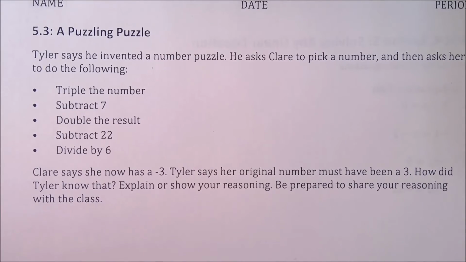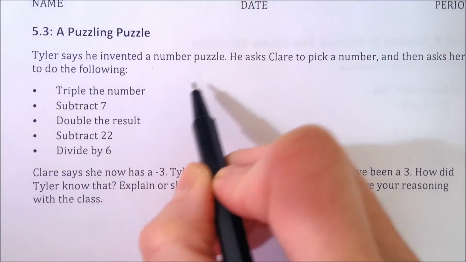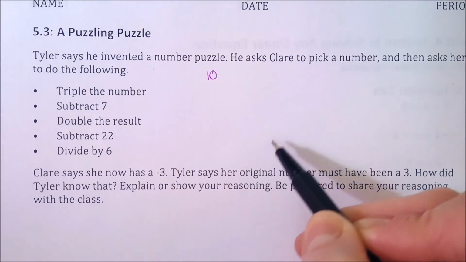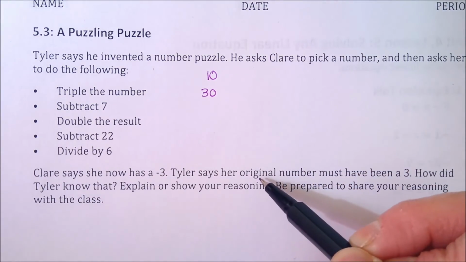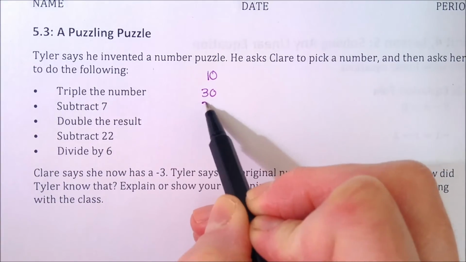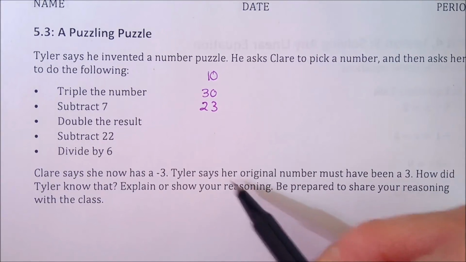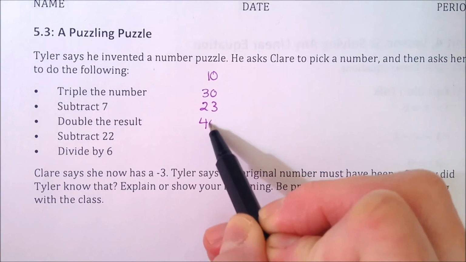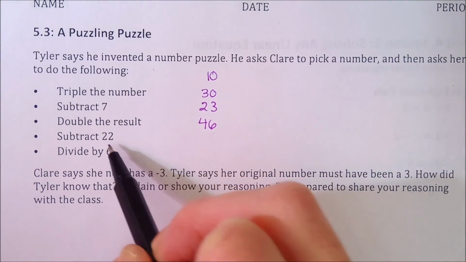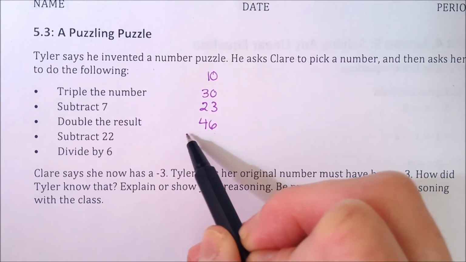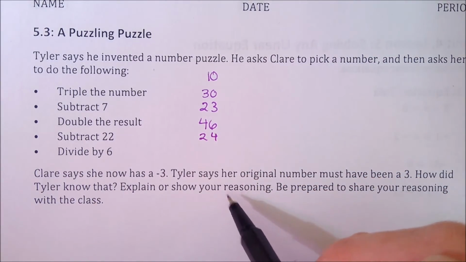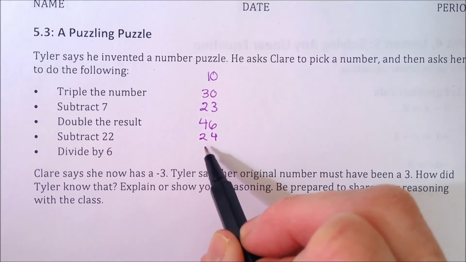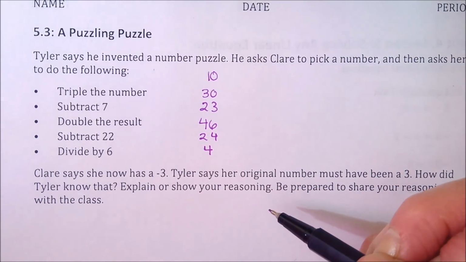what process happened. Okay, so for example, I'm going to pick the number 10. So triple the number, I get 30. Subtract 7, 23. Double the result, 46. Subtract 22, 24. Divide by 6 is 4.